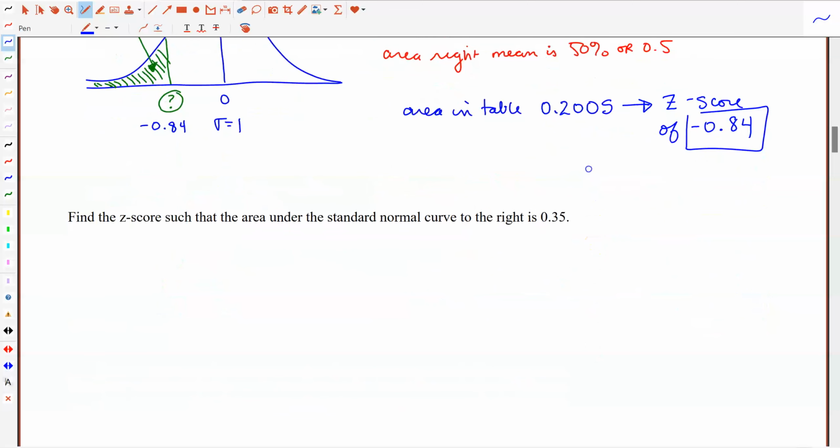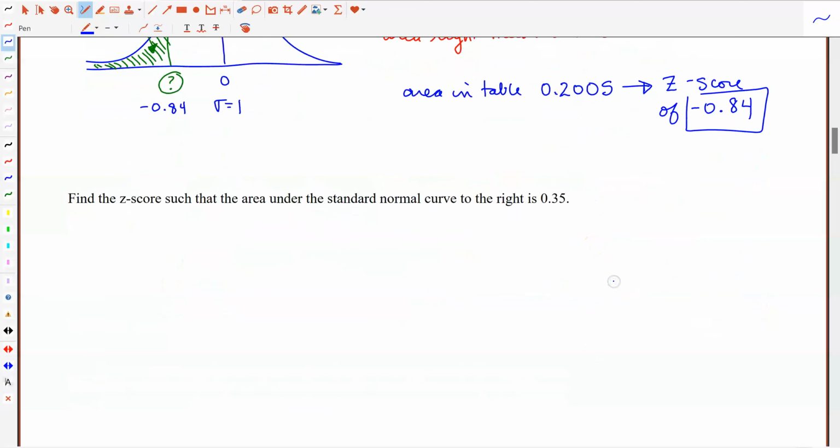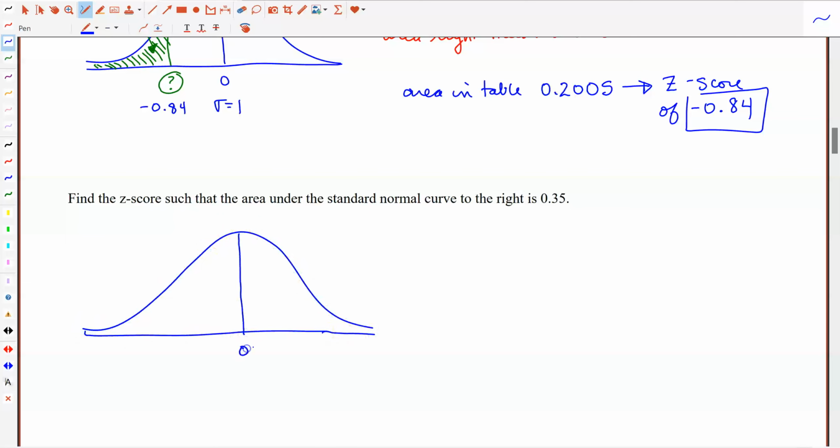Alright, let's try another one. Let's find the z-score such that the area under the standard normal curve to the right of that z-score is 0.35. Alright, so again, sketches are wonderful. Let's see what's going on here. So we're working with the standard normal curve that has a mean of 0 and a standard deviation of 1. I want to find the z-score such that the area to the right of it is 0.35.